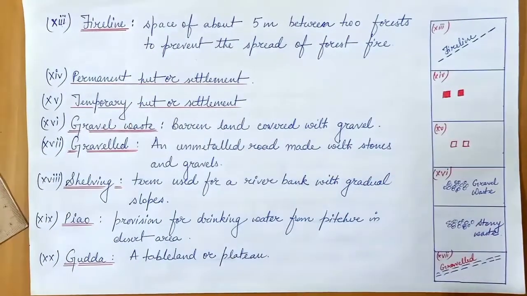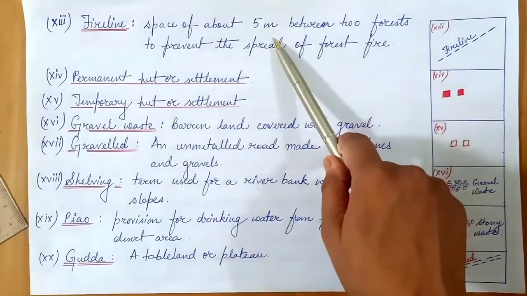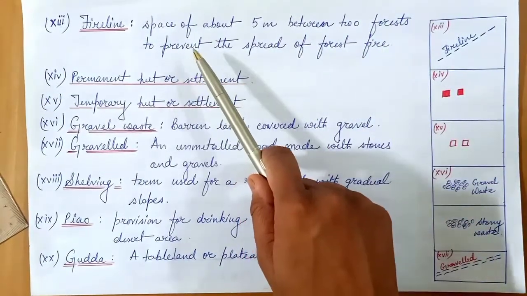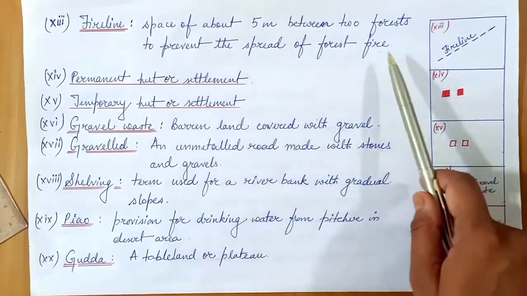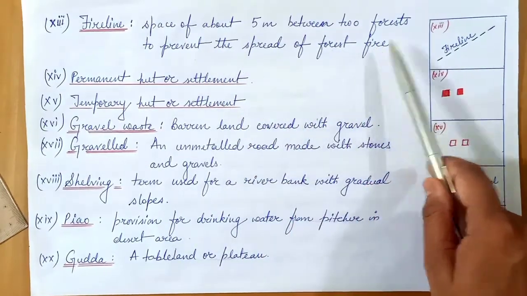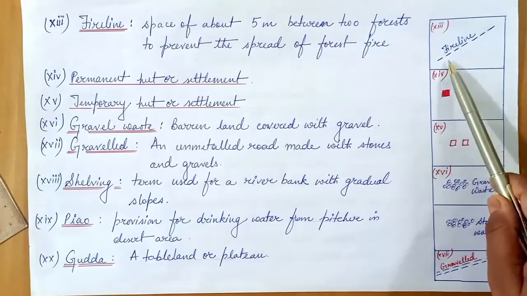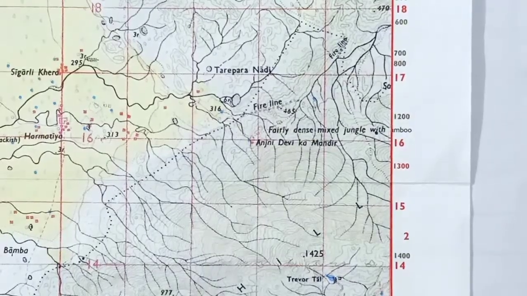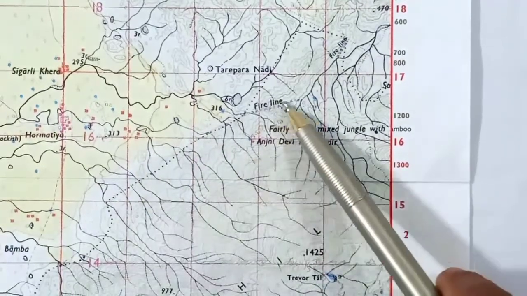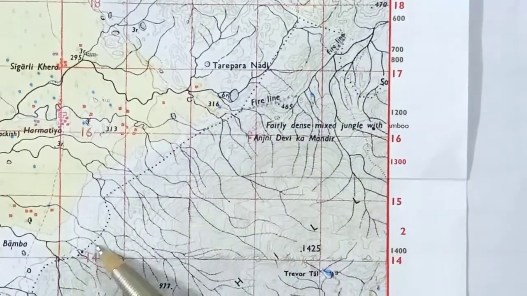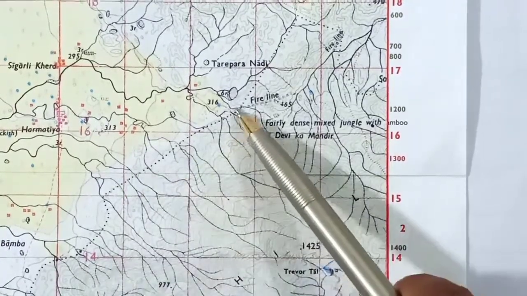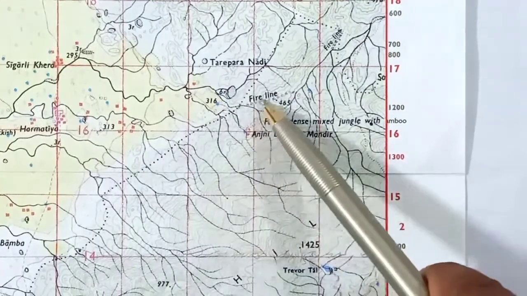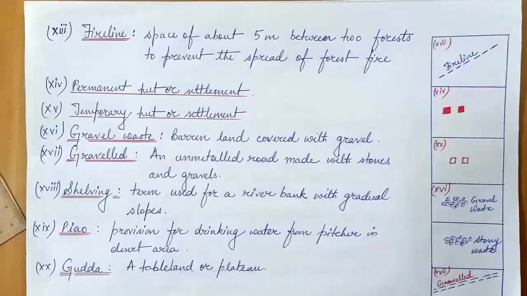Fireline. So it is a space of about 5 meters between two forest areas. It is basically drawn to prevent the spread of fire from one forest to another. So in a topographical map, it is shown with a broken line and the word fire line is mentioned. So this is how fire line is shown in a topographical map. The dotted black line is actually the line between two forested areas, and the word is mentioned here.